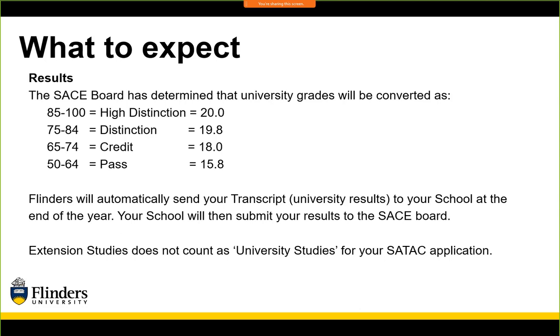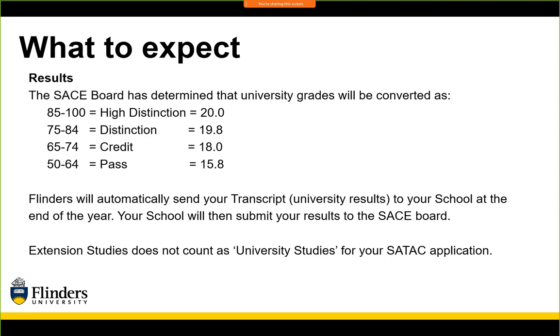But basically, if you're getting high distinctions, and a high distinction is 85% or over at university, that result will go across to a 20 out of 20. If you just get a pass for your university subjects, so you're scoring over 50% but below 65%, that's up to 64%, the lowest grade that you will get converted across is going to be 15.8, which is still a really, really great result. So, even if that's all that you end up achieving as part of it, that's still going to be a great result for you for your SACE in the long run as well. And university grades don't tend to be scaled or anything too, so they remain as they are.